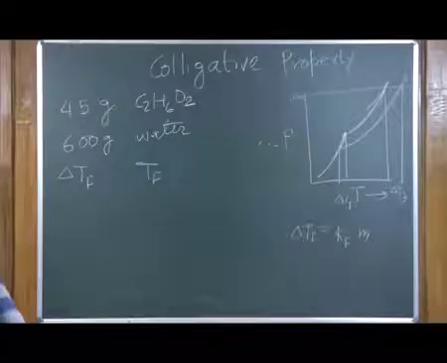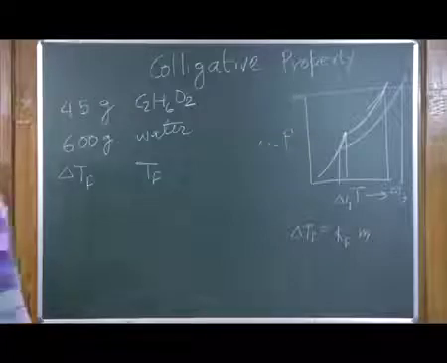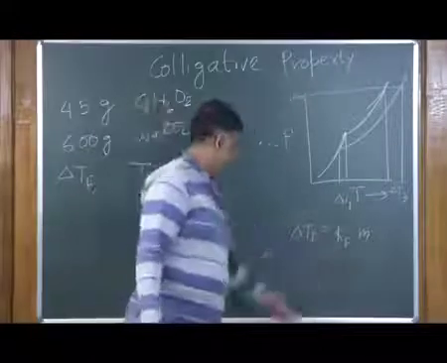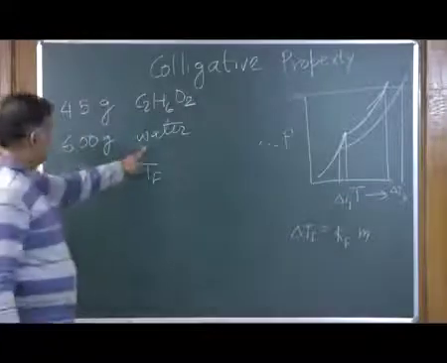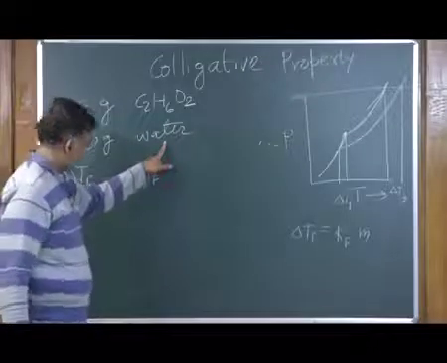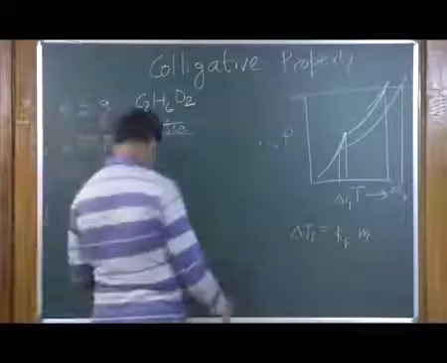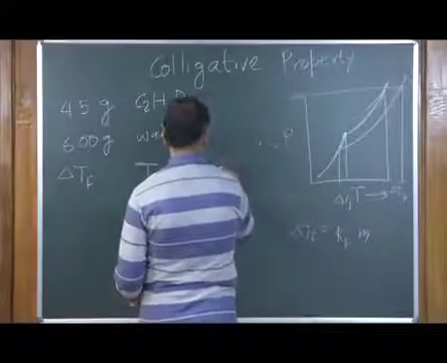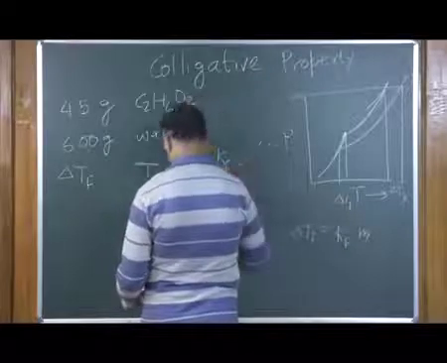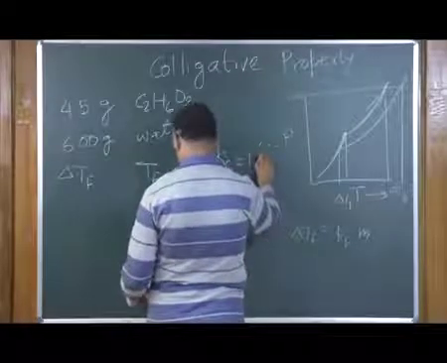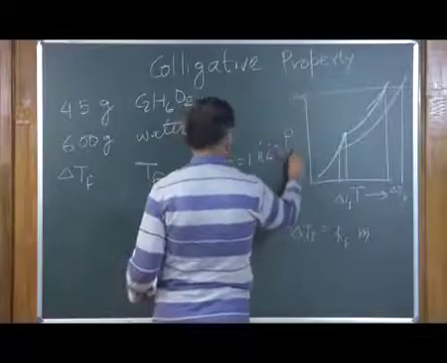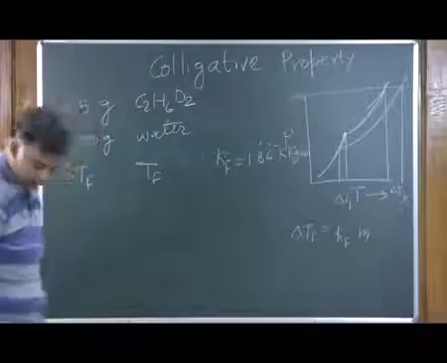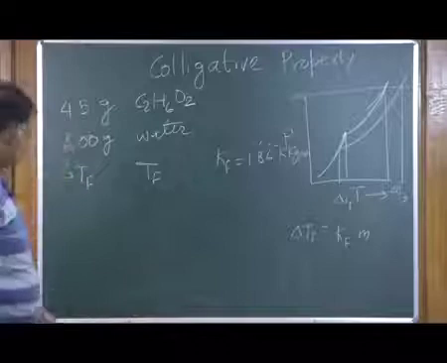To do this problem, we also need Kf, and we need the Kf of water, because we need the freezing point depression constant only for the solvent, and that is given in this table. Kf for water is 1.86 Kelvin kg per mole. Okay. So, now I have all the information as required.